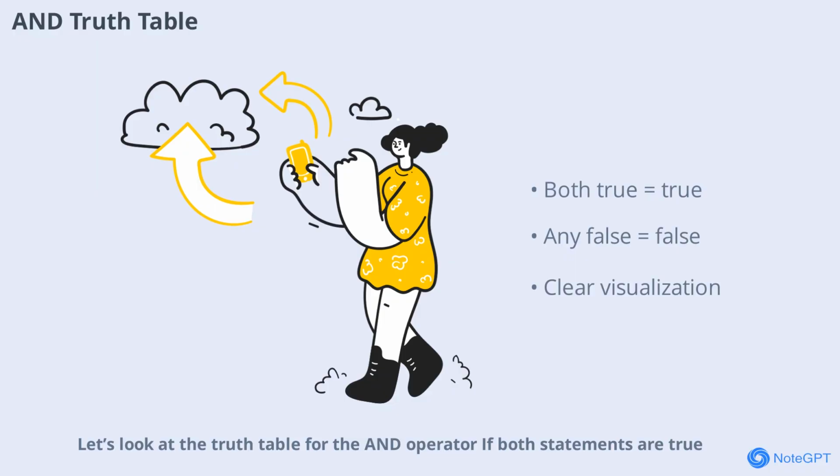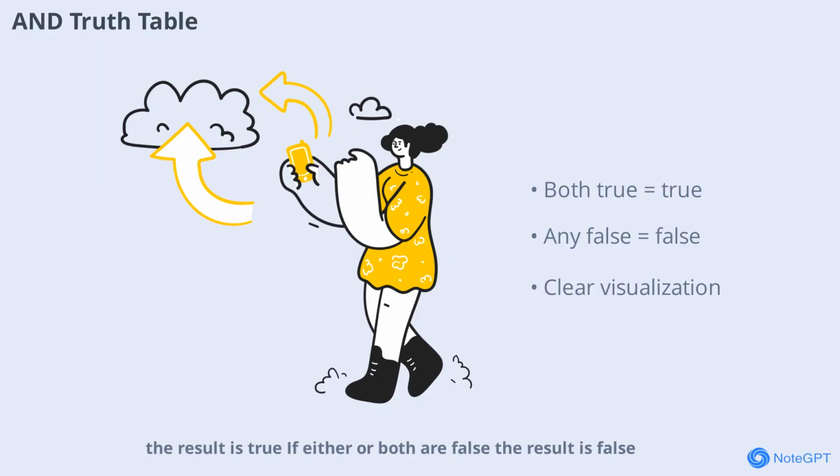If both statements are true, the result is true. If either or both are false, the result is false. This simple table helps us see exactly how the AND operator behaves in every situation. Understanding truth tables is key to mastering logical operators and applying them correctly in problem solving.